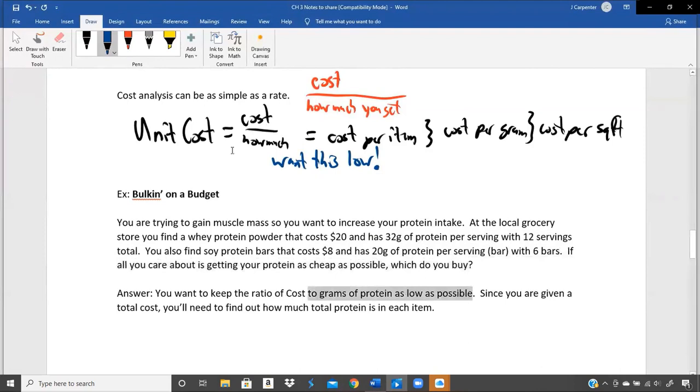Remember, unit cost is the cost relative to how much you get of it. We don't want to compare the cost to the total weight in this instance because we don't care about the total weight of the product. We don't care how much fat or how much carbs are in this. We're only caring about the protein here. So you wouldn't want to just compare it to the pure weight of it. You would need to go specifically to the weight of protein.